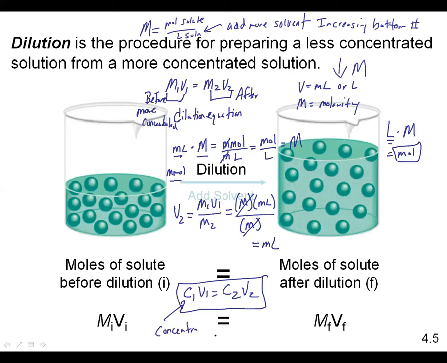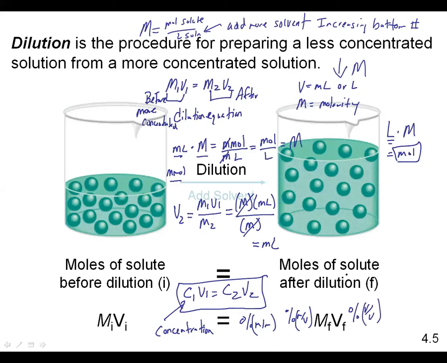Most people will use the M1V1 equals M2V2 because molarity is the most common unit of concentration. But technically speaking, you could use that equation with other units like percent mass to mass, which we'll talk about. You could do percent mass to volume, percent volume to volume, or molality. So technically, it doesn't necessarily have to be molarity in this dilution equation.